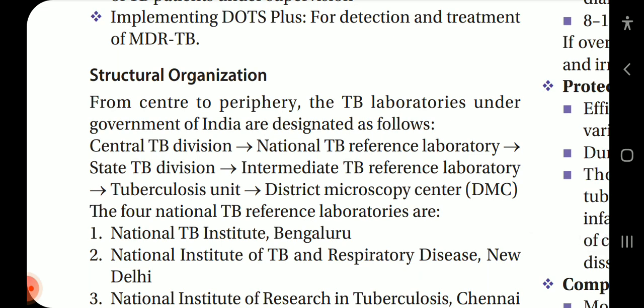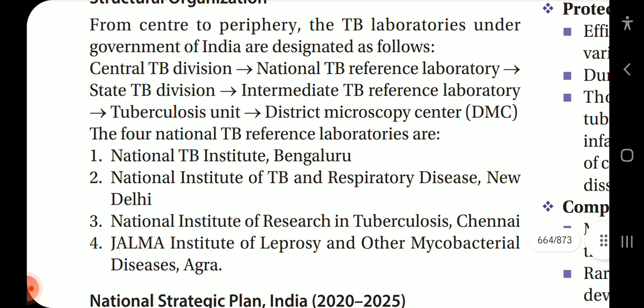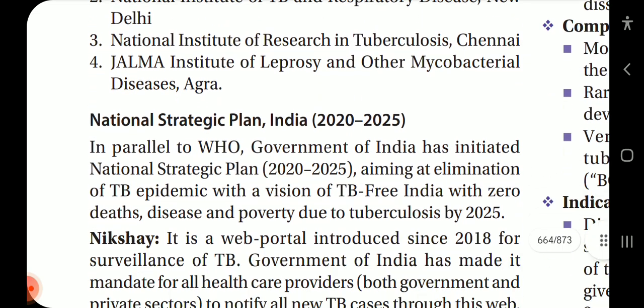Structural organization from center to periphery: the TB laboratories under the Government of India are designated as follows: Central TB Division, National TB Reference Laboratory, State TB Division, Intermediate TB Reference Laboratory, Tuberculosis Unit, District Microscopy Center (DMC). The four National TB Reference Laboratories are National TB Institute Bengaluru, the National Institute of TB and Respiratory Disease New Delhi, National Institute for Research in Tuberculosis Chennai, and JALMA Institute of Leprosy and Other Mycobacterial Diseases Agra.